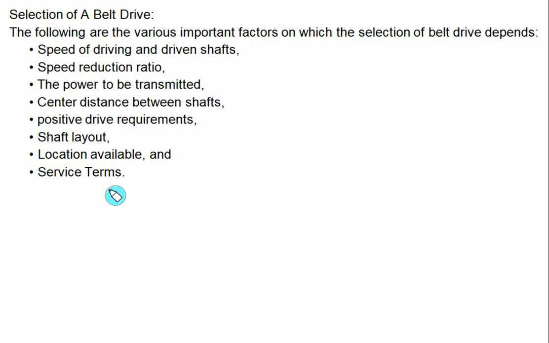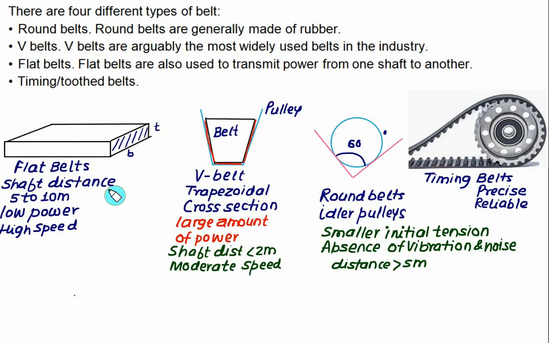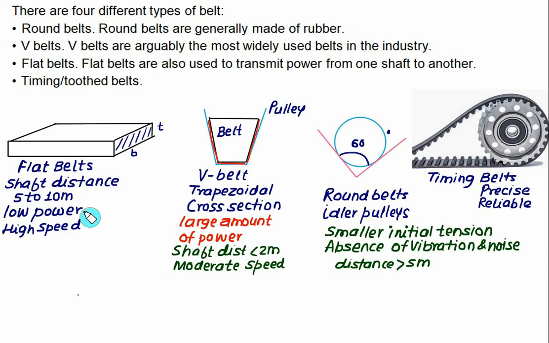We have just seen how to select the belt drive. Flat belts are normally selected if the shaft distance is 5 to 10 meters for low power and high speed. V-belts are very commonly used in industry for a large amount of power, but the shaft distance should be less than 2 meters and used normally for moderate speed. Round belts are used as idlers for distances greater than 5 meters. And if you do not want any type of slip, then you can think of the timing belt, where precise and reliable transfer of power is required.